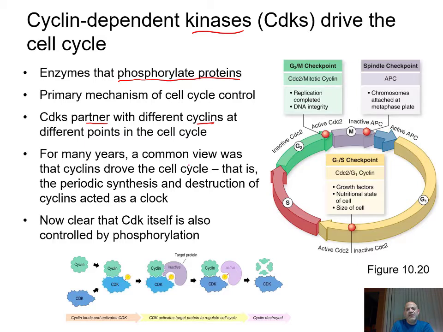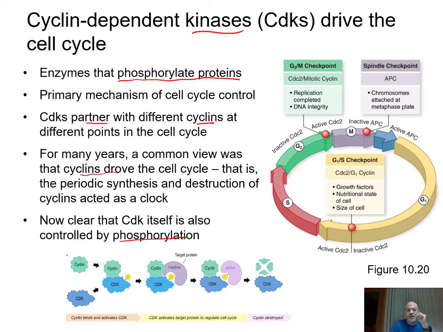Now, for many years, it was the view that it was the cyclins that drove this cell cycle. So the cyclin bound, if the cyclin was present, and we know that the cyclins increase and then decrease, so they are made and then they're degraded at certain points in the cell cycle. So if they're present, then they bind with the cyclin-dependent kinase itself and then allow the cell to progress through the next stage. So it was thought that that was the sole control of it. But it's now become clear that the cyclin-dependent kinase itself is also controlled by phosphorylation. So the cyclin-dependent kinase needs to be phosphorylated too.